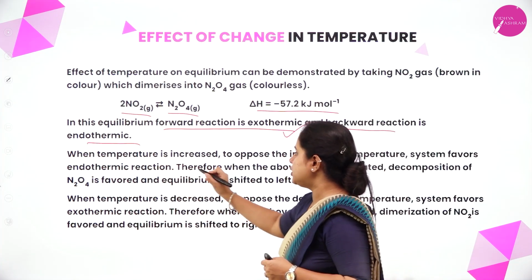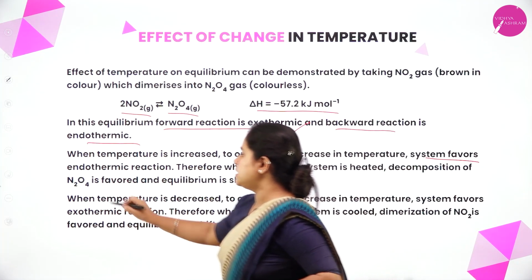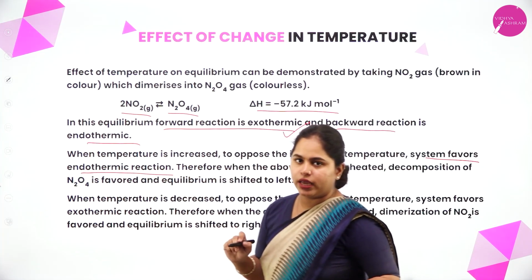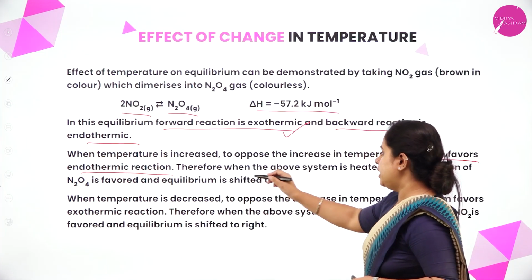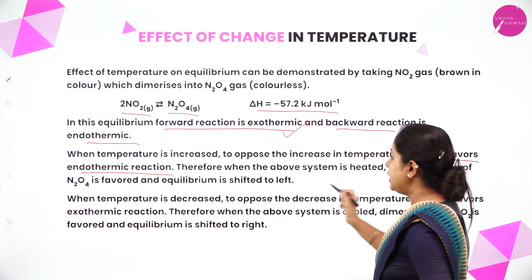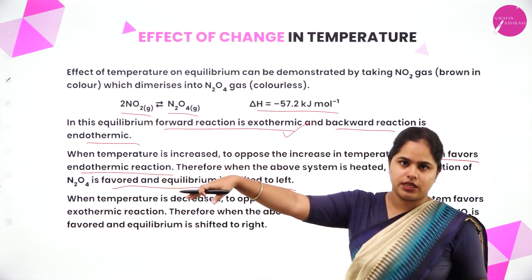Okay, so when temperature is increased, to oppose the increase in temperature, the system favors endothermic reaction. Which side was the endothermic reaction? It was the backward direction. Therefore, when the above system is heated, decomposition of N2O4 is favored and equilibrium is shifted towards the left.